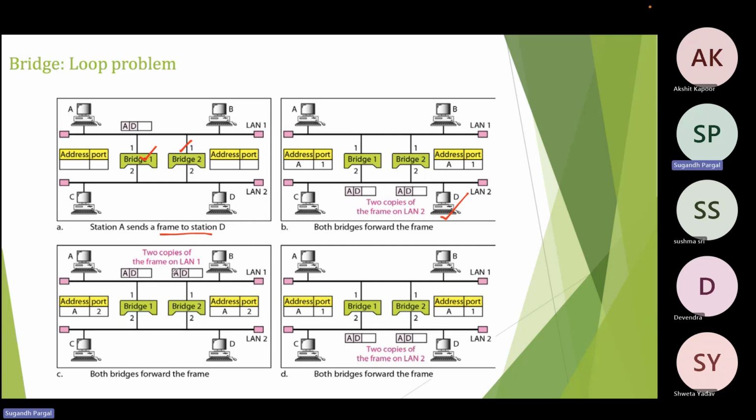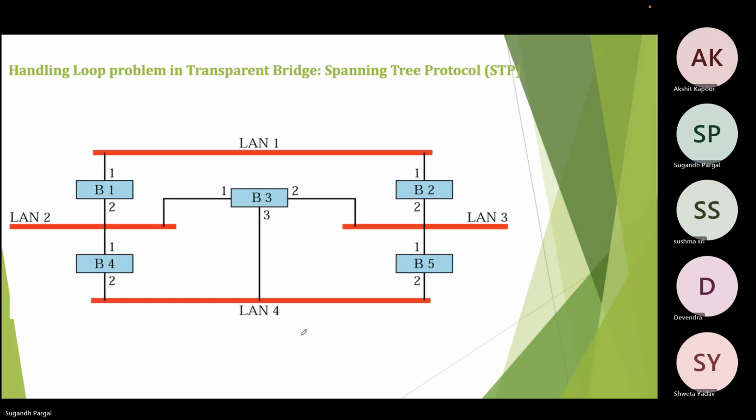And again, both the bridges forward the same frame. Like if D wants to send a copy to A, then again both the bridges forward the same frame. So multiple frames are getting propagated from both the bridges. This leads to a problem of loop and an enormous number of frames gets transferred.